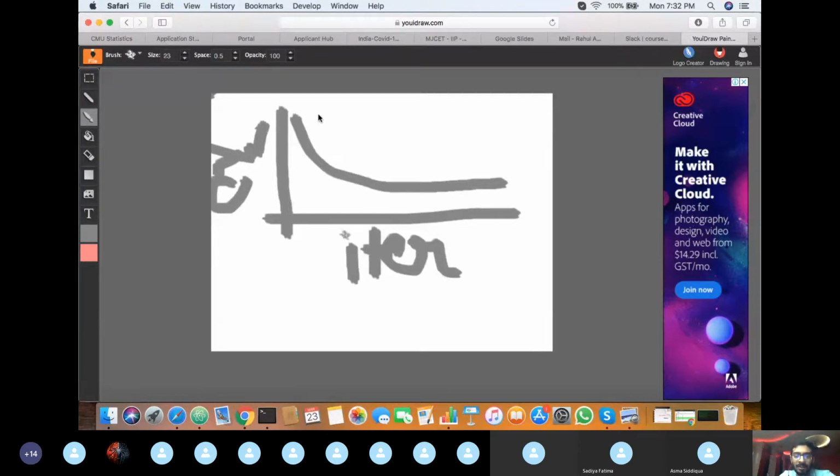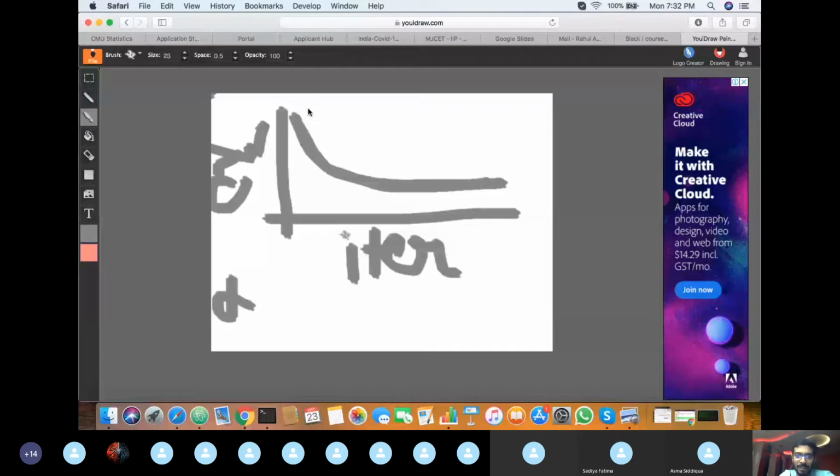Now you might have different curves. Probably your curve is coming like this. In this case, what is happening is that your learning rate is too slow. Because what is learning rate? Your alpha value. Why am I saying it's too low? Because this particular error is decreasing very slowly.